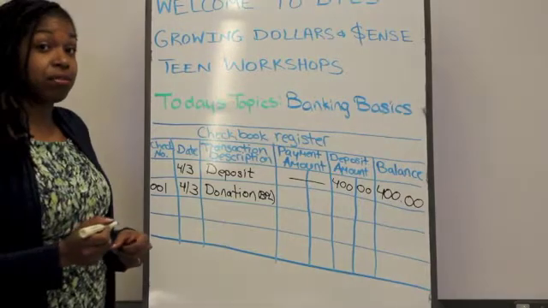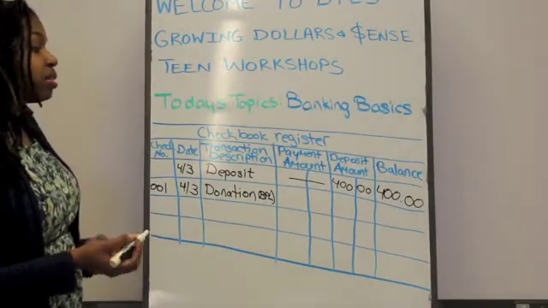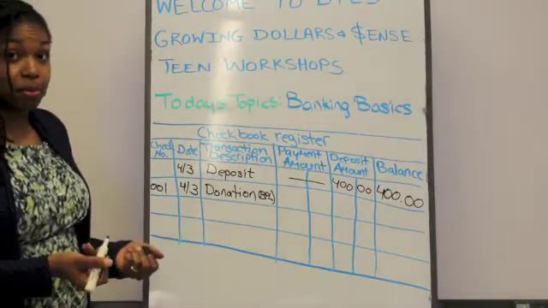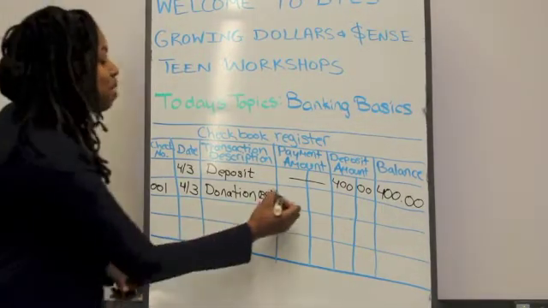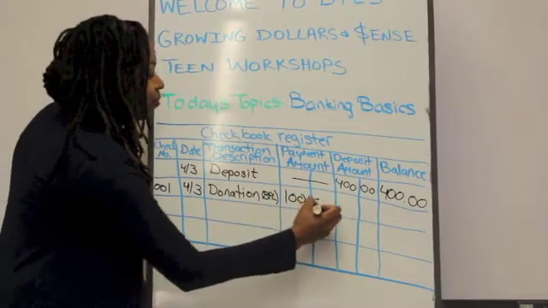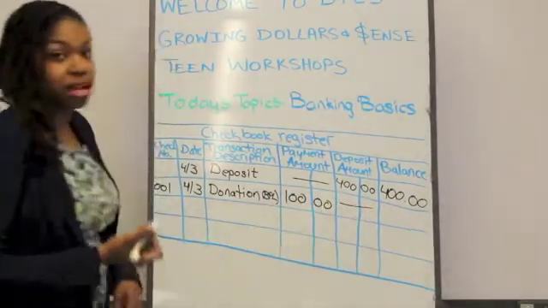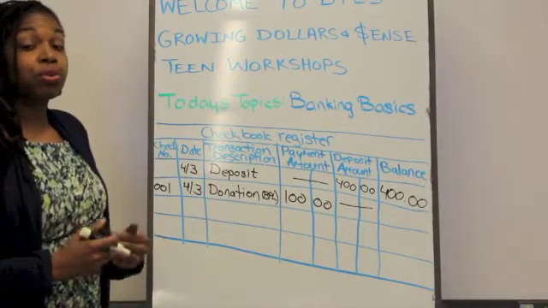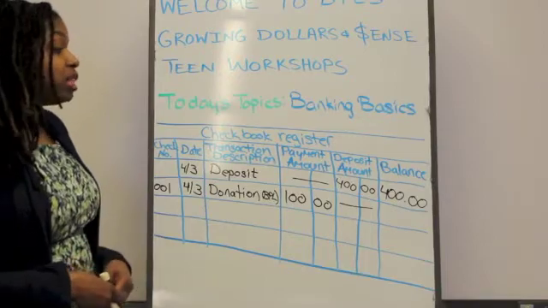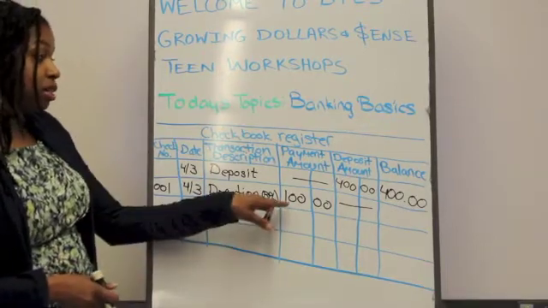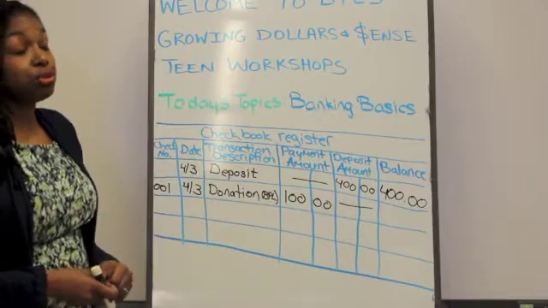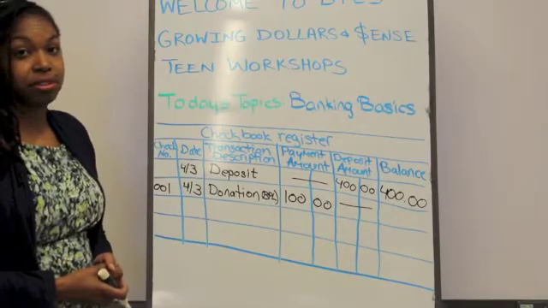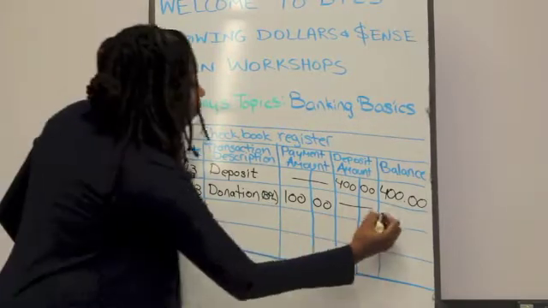And how much was that check for? $100. All right, so where should we record that $100? In the payment amount category or in the deposit amount category? That's right, payment amount. So we can cross out the deposit section. Now that we've written a check, in order for us to find out our new balance, we need to subtract the amount of the payment from our previous balance. So if you subtract $100 from $400, how much will you have left? That's right, $300.